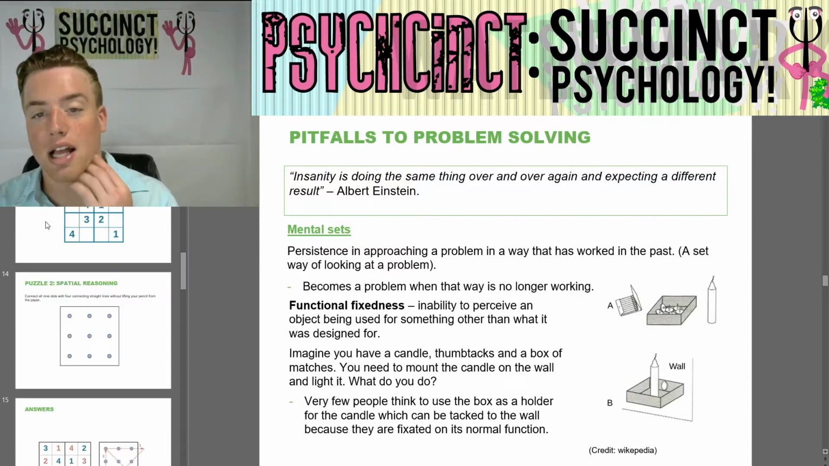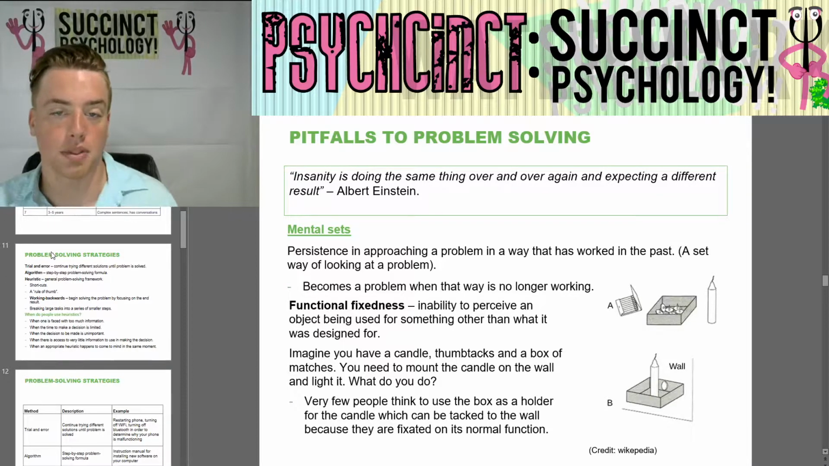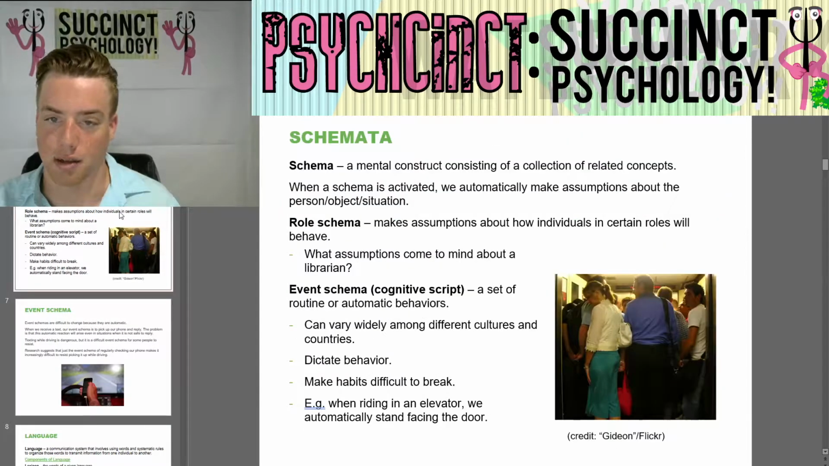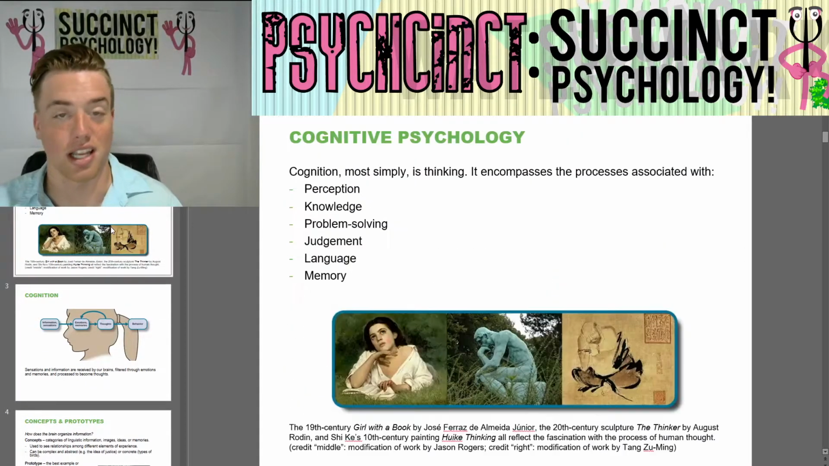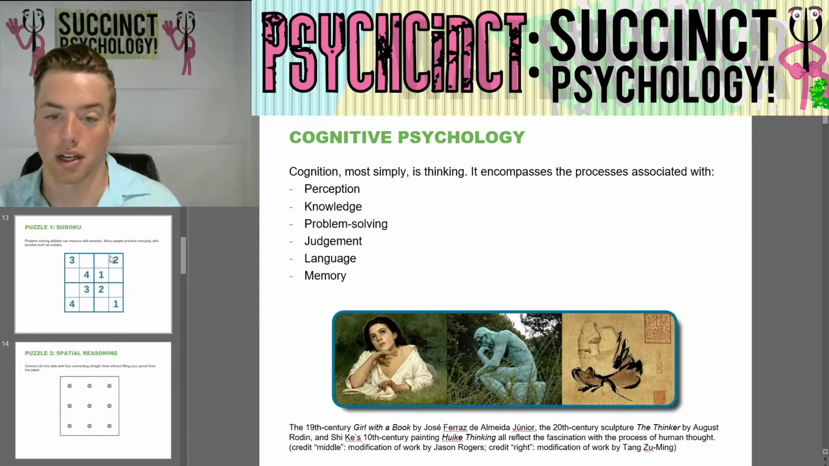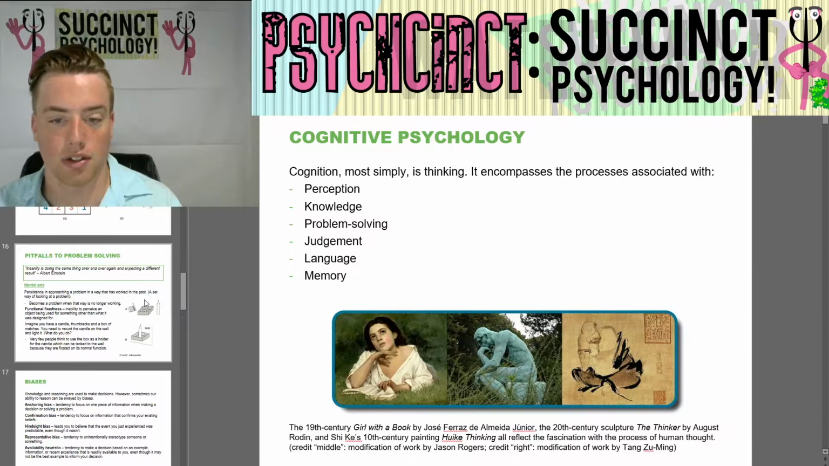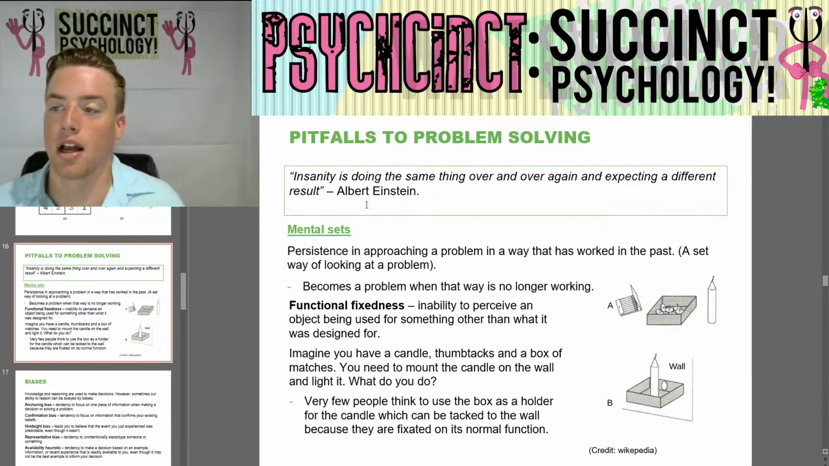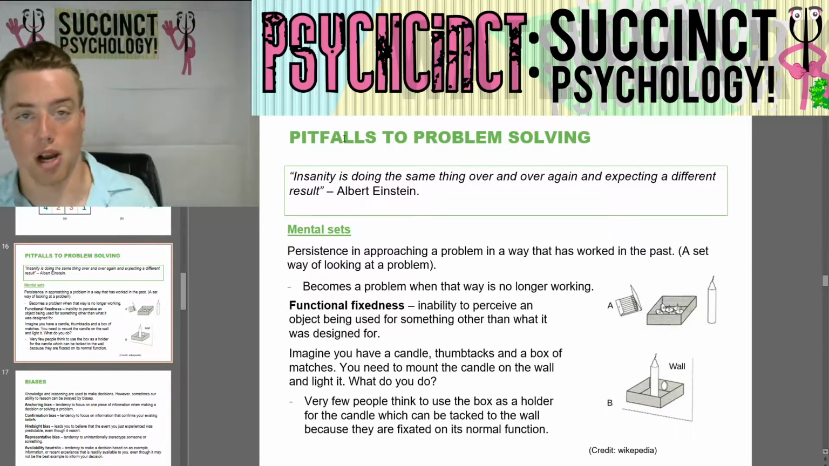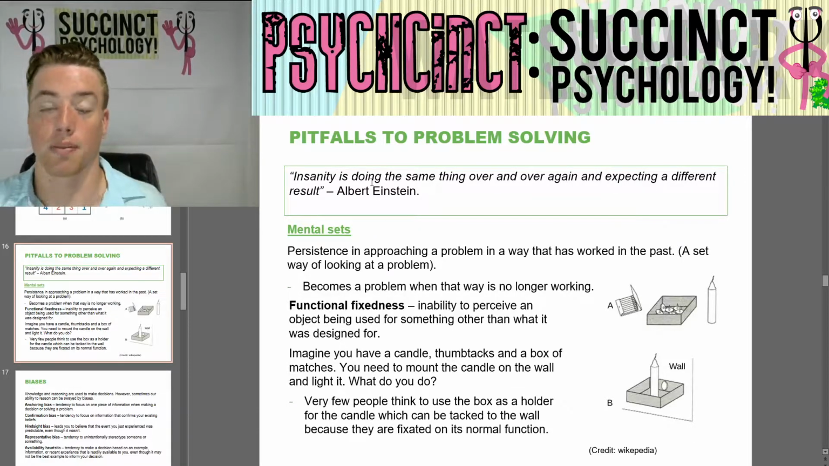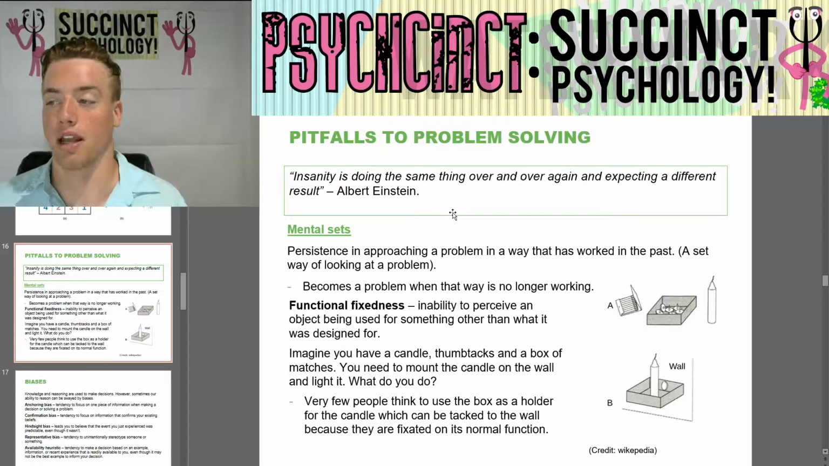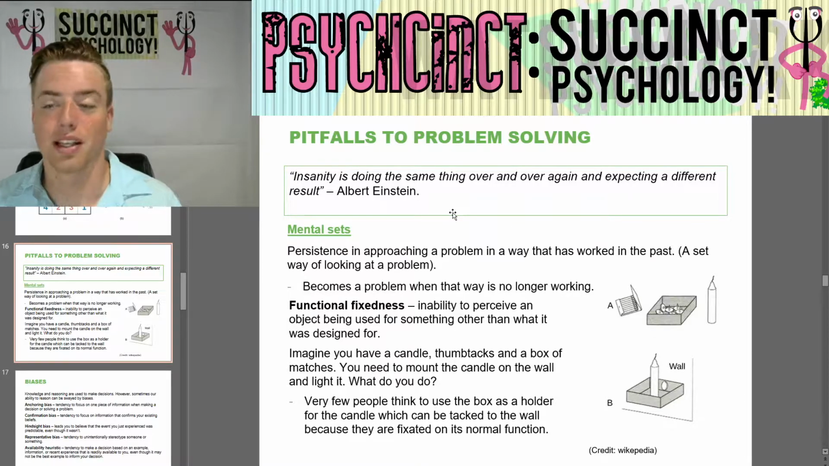But anyways, last time we spoke about problem-solving strategies, language development, language schemata, what exactly is cognitive psychology, and we left off right after we looked at the answers to those two problem-solving tasks. We left off at pitfalls to problem solving. So we have a quote here from Albert Einstein, which is, "Insanity is doing the same thing over and over again and expecting a different result." I really like that quote if you've never heard of it.